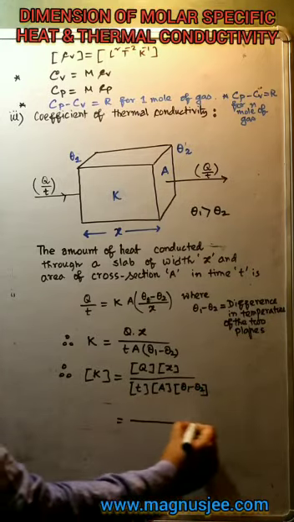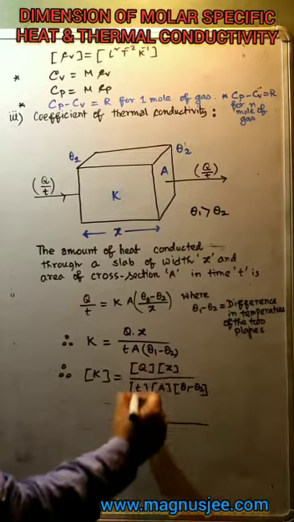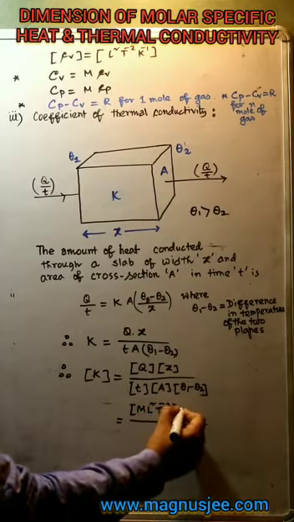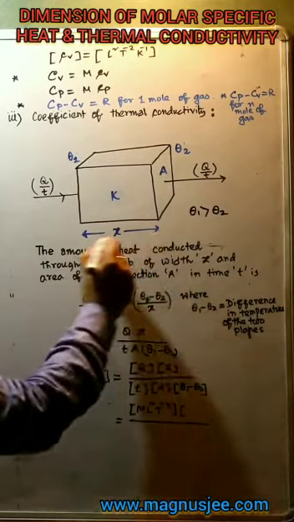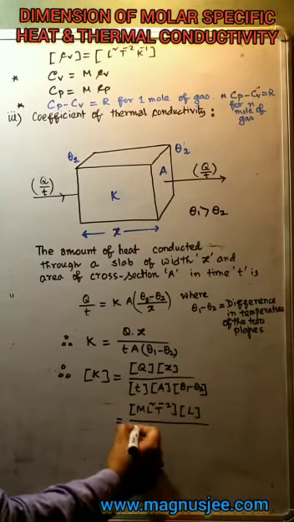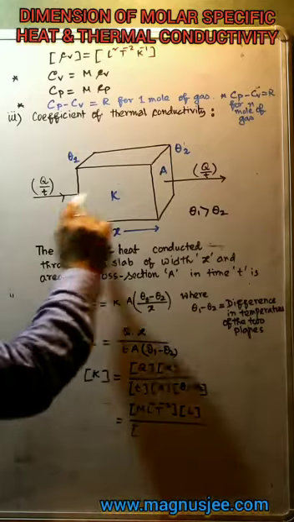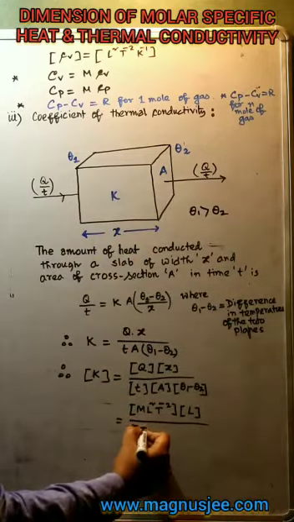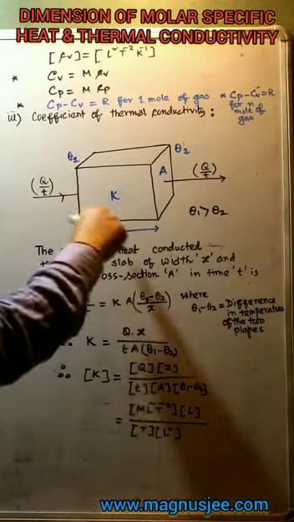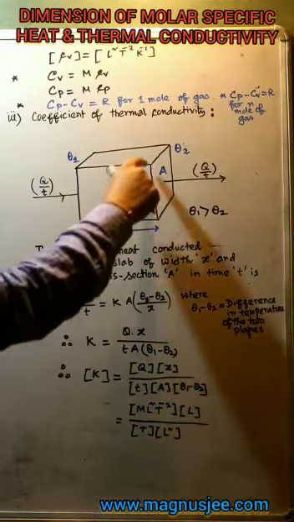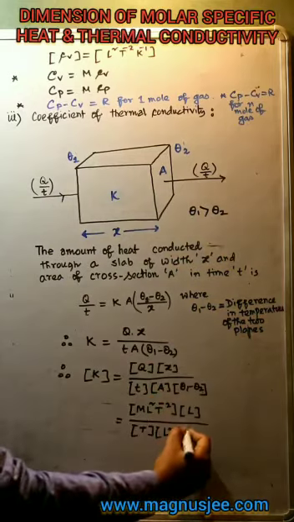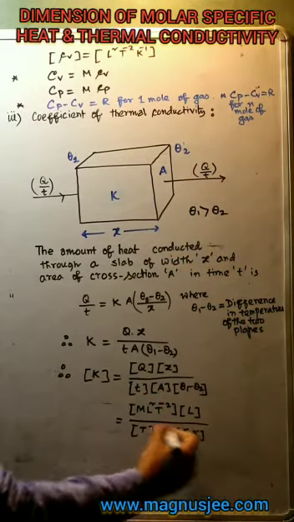So now we can put the dimension of heat energy Q. Heat energy has the same dimension as that of work done or energy, any type of energy. X is the width of the thermal slab, which has the dimension L. T is the time in which heat energy is conducted through this slab, with dimension capital T. A is the area of cross section of the conducting slab, so the dimension of A is L square. Theta 1 minus theta 2 has the dimension K.